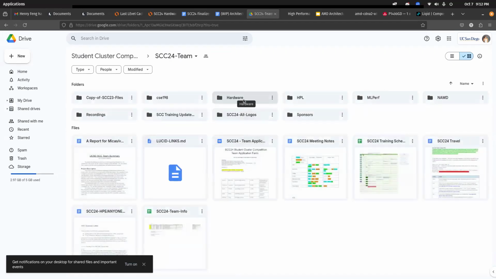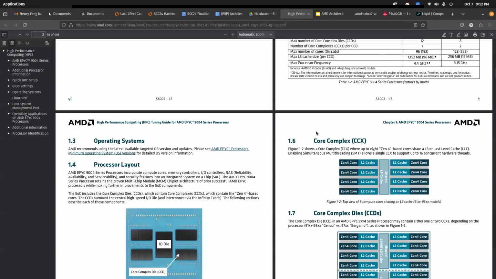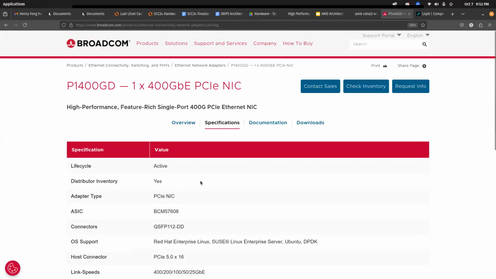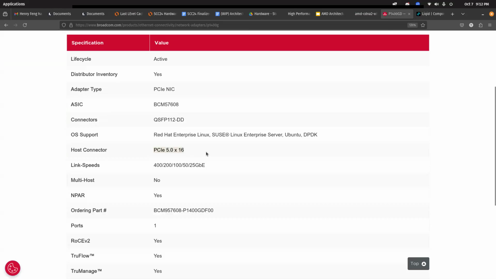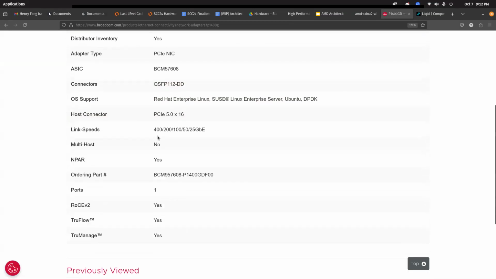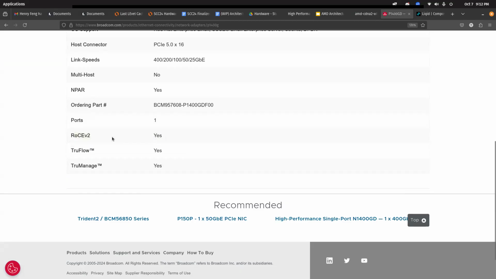Harish, it's in the hardware folder. Here, work in progress. Oh, I see. Okay, I'll look. And also, Henry, you probably know already, but there's a specifications page on the Broadcom site. It says PCIe 5 times 16. Operating system support, which is kind of decent. I don't know these features. Oh, Rocky. Okay. Sorry, I need to do some write-up.